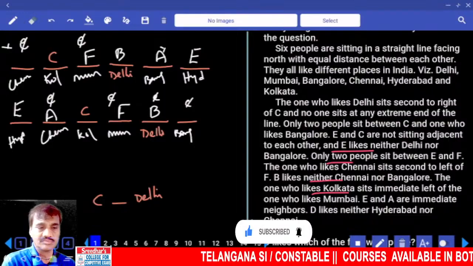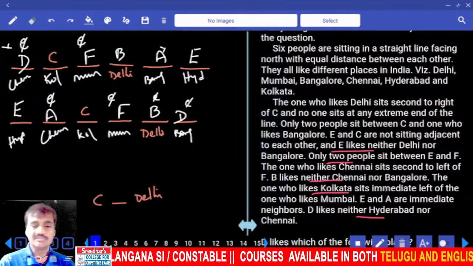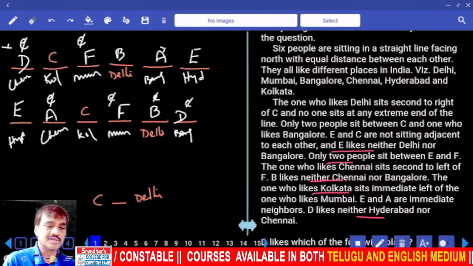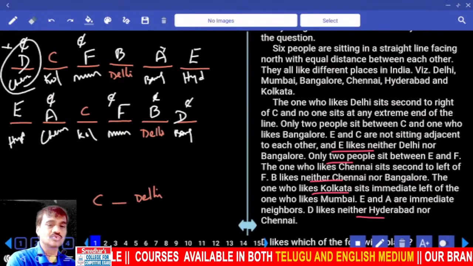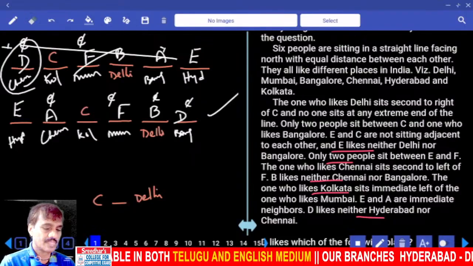Who is left over? D is here. Then D likes neither Hyderabad nor Chennai. In the first case, D Chennai is ruled out. Now this is the final element. Does it fit?